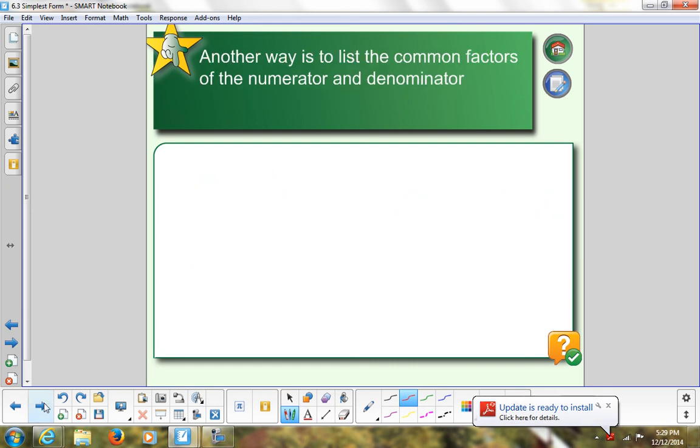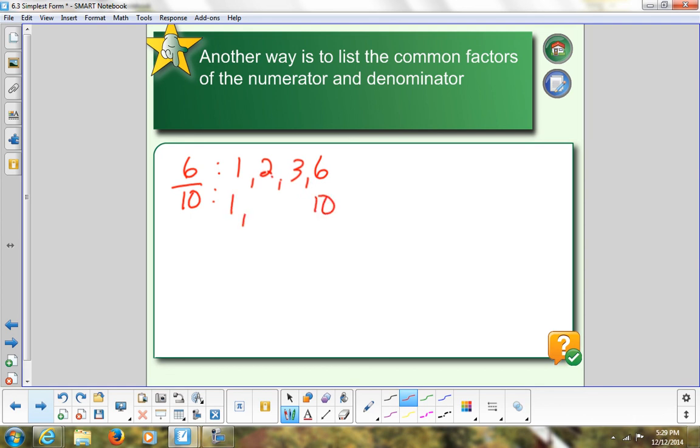Another way that you can is to list the common factors of the numerator and the denominator. Okay, so let's use 6/10 as an example again. I'm going to list the factors of 6 and 10. All right, so 6 is 1 and 6, and 2 and 3. Okay, those are my factors for 6. How about 10? I got 1 and 10, 2 and 5. All right, the only common factors I have are 1 and 2.